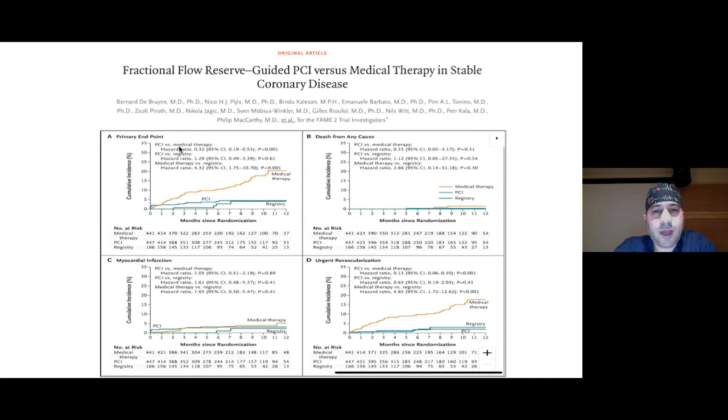And then if you look at FAME 2, in which FFR was used to guide PCI versus medical management in stable coronary disease, these patients all had FFR positive, and they were testing whether PCI plus optimal medical therapy versus optimal medical therapy alone would cause a difference. And as you can see, there's a statistical significance in terms of urgent revascularization within 1 year if they were randomized to medical therapy alone, meaning that if you had a significant lesion that is FFR positive, you did better with PCI and optimal medical therapy rather than just optimal medical therapy alone.